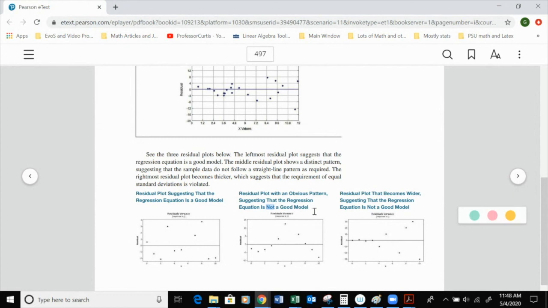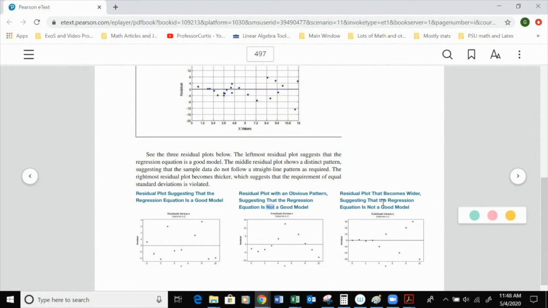If you don't have a good model, then the best prediction for the y value is y bar, right? The mean value of all the y's. And here, this is not a good model. Don't be caught using a straight line, a linear regression model, if your residual plot looks like this. This is the one with an obvious pattern.